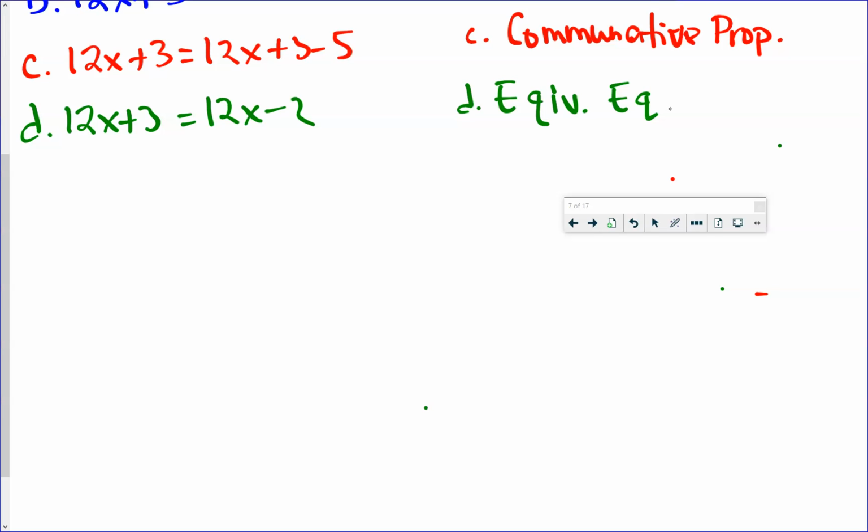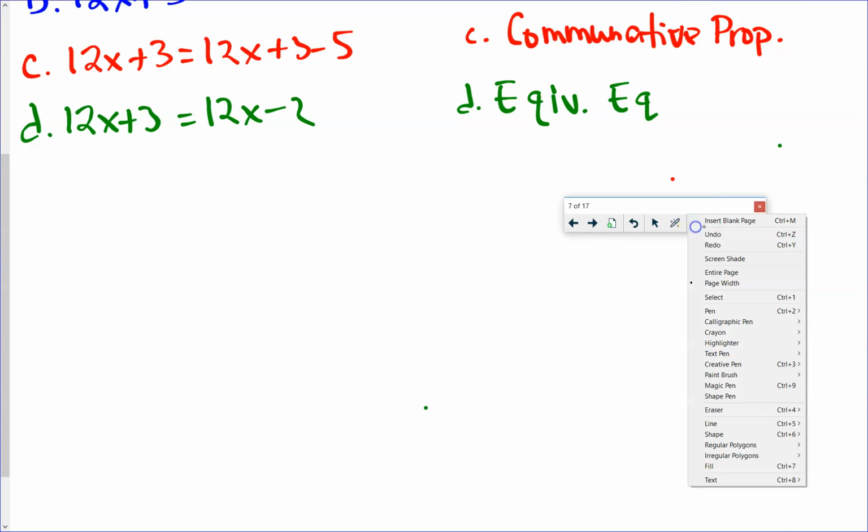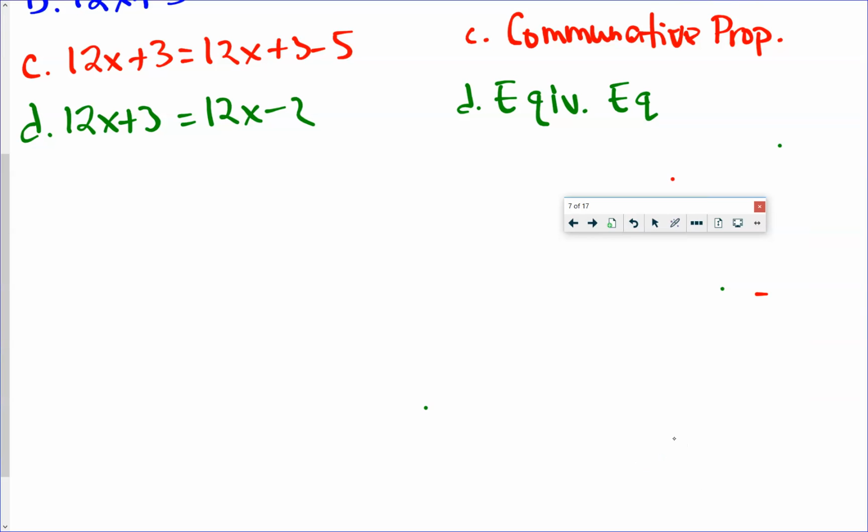All right, look at this. I have 12x plus 3 equals 12x minus 2. Okay, well, they're set up the same way. They both have 12x, but one's a plus 3 and the other is a minus 2. I have a feeling this is not going to work out for me, but I'm going to keep doing a couple more steps just to make sure. All right, I'm going to subtract this 3 to the other side to give me 12x equals 12x minus 5. So part E I subtracted.